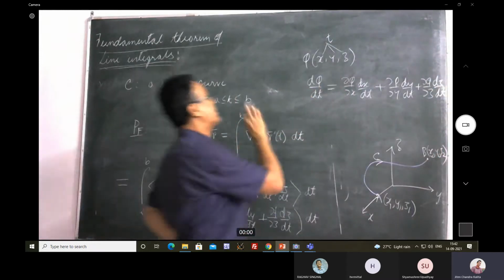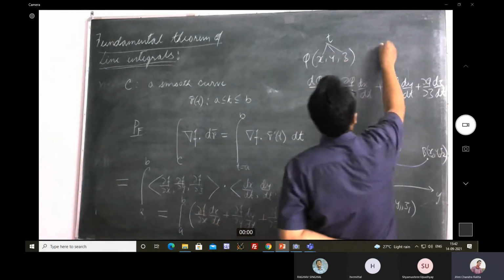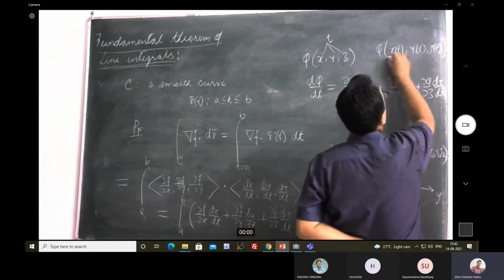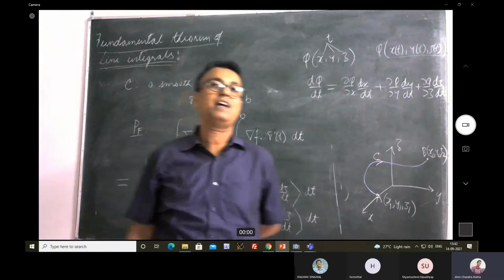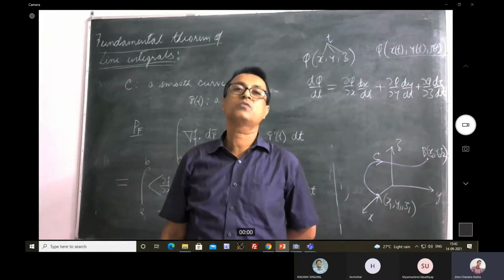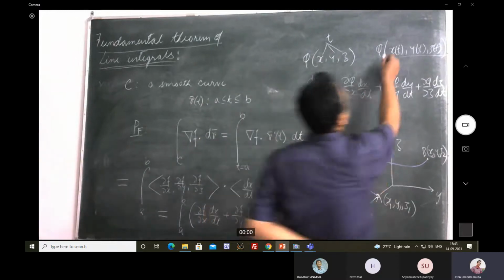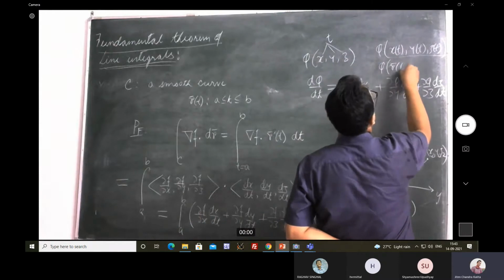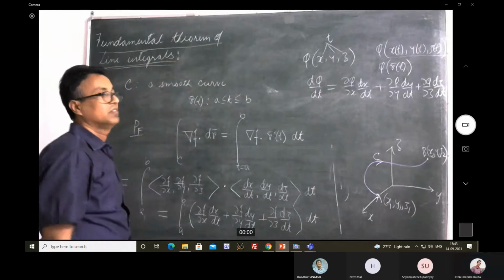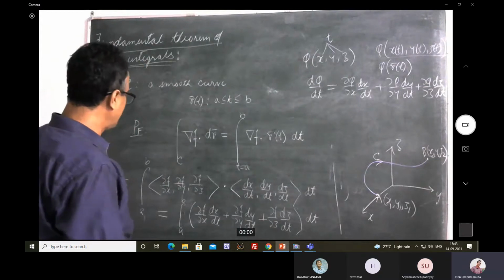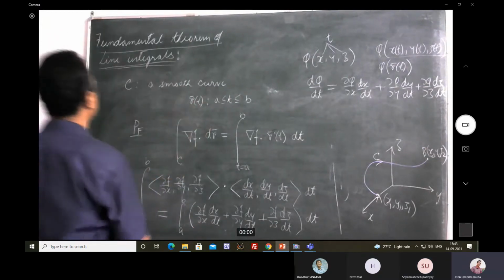Fine. Now what I want to emphasize here is that because phi is a function of x(t), y(t), z(t), I'm going to evaluate phi at the point x, y, z. If you draw a vector from the origin to that particular point, that is going to give you the vector r(t), isn't it? So in fact, I could have written it this way also. Is it okay? Yeah.